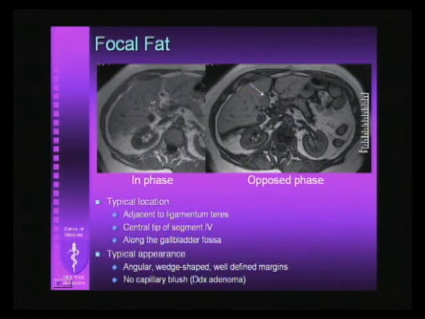Here's an in phase and an opposed phase, and again we see signal loss in this region, a typical location for focal fat, again the classic locations adjacent to the ligamentum teres, central tip of segment 4, along the gallbladder fossa. This would be a typical location, and again there's no capillary blush in order to distinguish it from an adenoma.